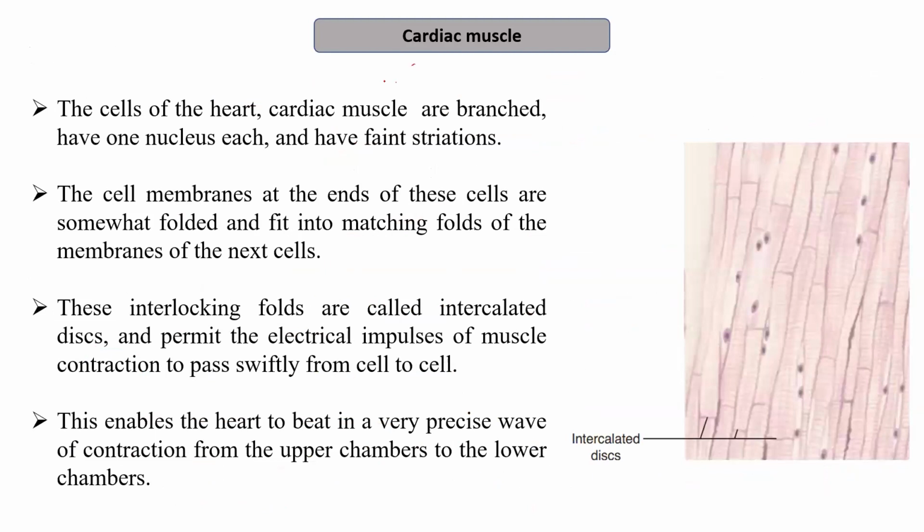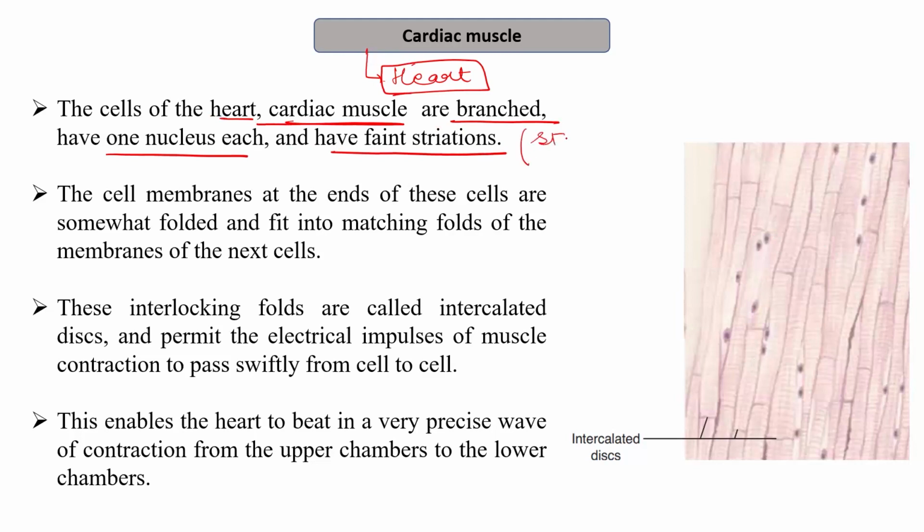The next is the cardiac muscle. As the name suggests, the word cardiac is used for the heart. So these muscles are present in the heart of the living organism. The cells of the heart are also known as the cardiac muscles. These are branched, have one nucleus each, and they have faint striations. So you can see here they have faint striations. These striations are not as dark as those present in skeletal muscles, but they have faint striations.